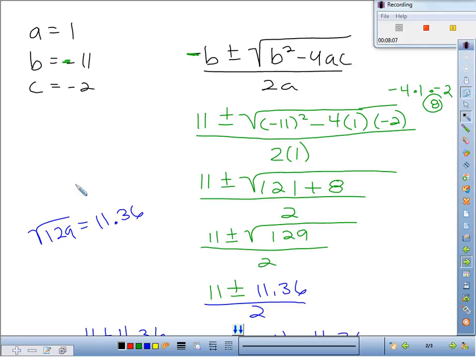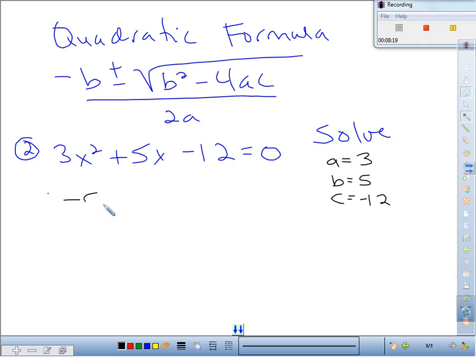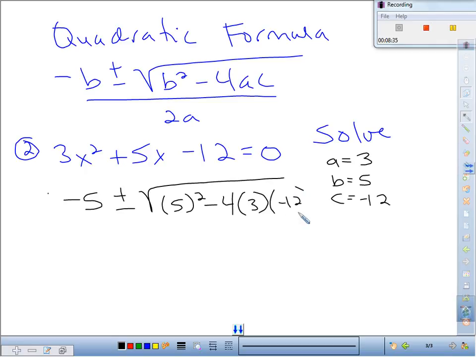Okay, so I'm going to go negative 5. I'm plugging it into this formula. Plus or minus, there's the square root. What am I going to put in for the B? To the second power minus 4. What am I going to put in for A? What am I going to put in for C? And then what am I going to put in for A? Right, so that's just plugging the numbers into a formula.